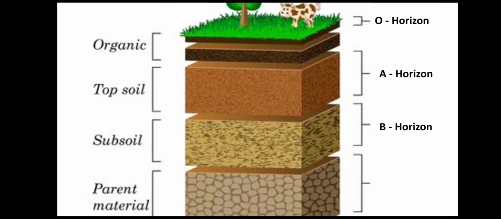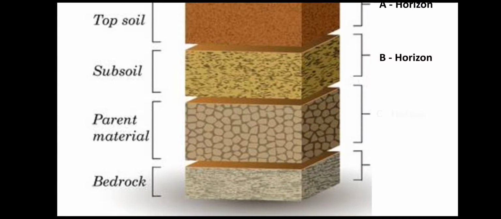Next is C horizon. Parent material layer, the layer from which soil develops. Large pieces of rock that have not gone through much weathering. And last is R horizon. It's a bedrock which is parent rock and is the base of the soil.